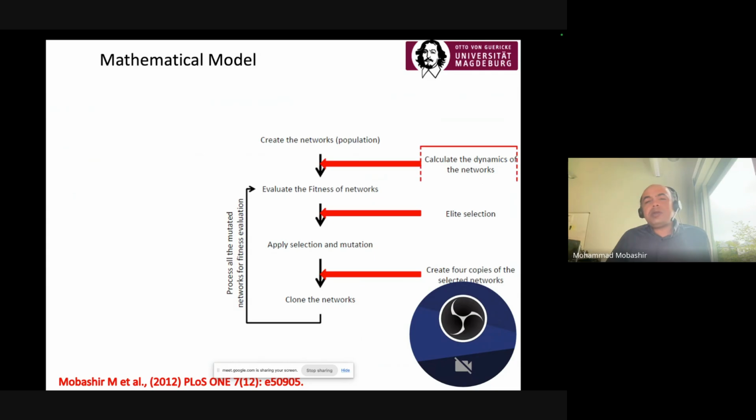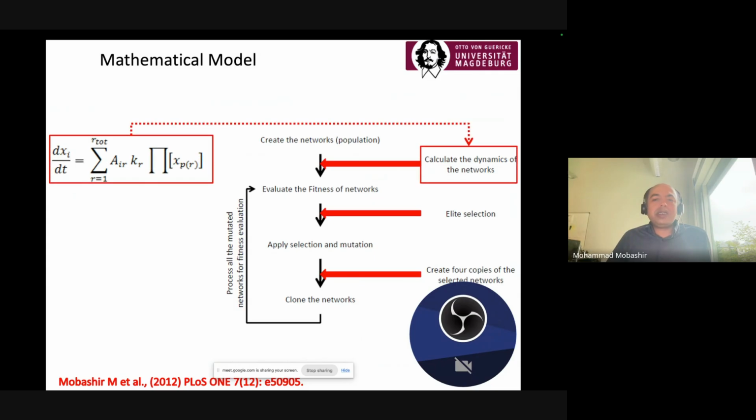And in the evolutionary algorithm, it is just to create the networks, then calculate the dynamics of each protein. That means the overall dynamics of the network, then evaluate the fitness of the network, then go for elite selection. That means the top 25% or top 30% of the best networks are selected based on the fitness. So in order to consider the network as a good network or bad network, we calculate some kind of fitness values for each network. Then go for selection and mutation.